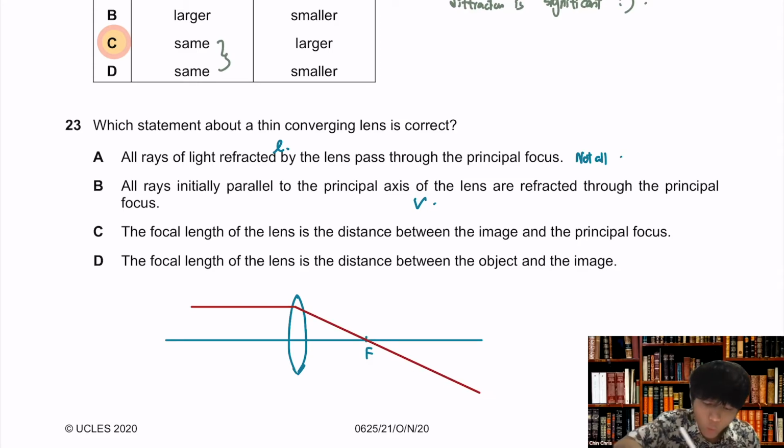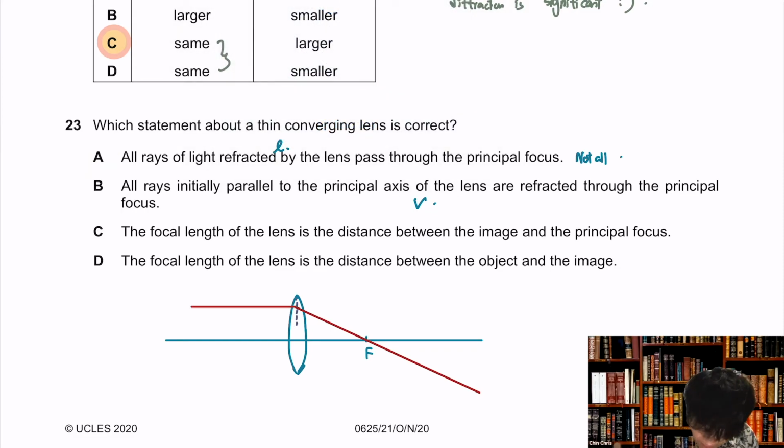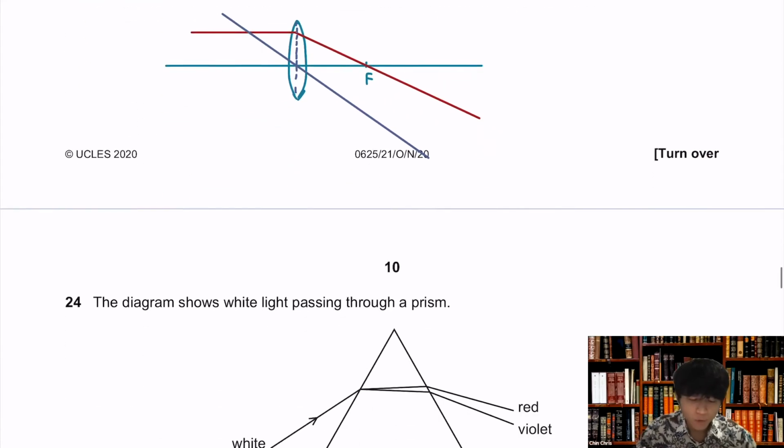Yes, correct. Why is statement A not right? Let's say you have a ray that cuts through the center of the lens. It just goes right through. It doesn't undergo any refraction. So B is right, A is not right. Focal length of the lens is the distance between the image and the... no, that's not it. It's basically the distance between the focal point and the center of the lens. Is it the distance between the object and image? No, that is even worse. So the answer is B. Okay, 23 done. Move on to 24.